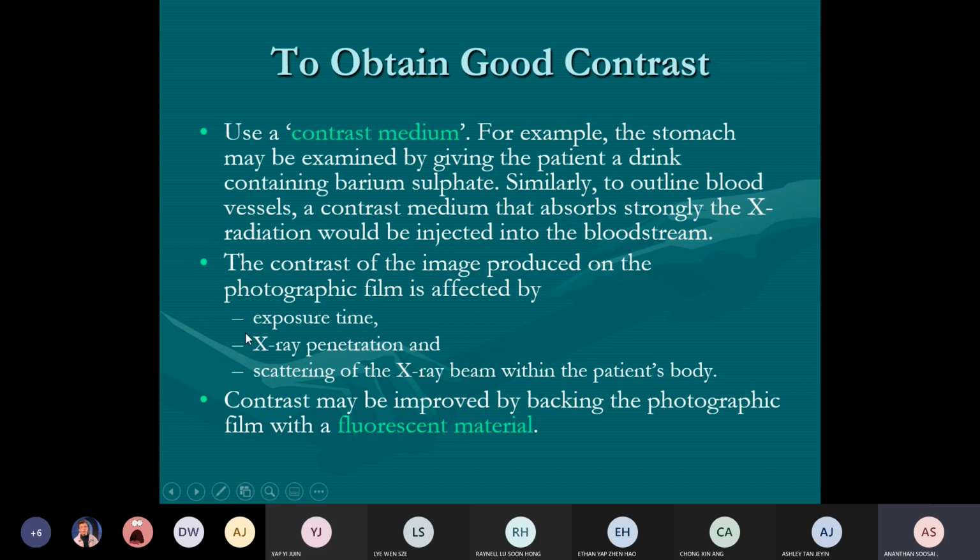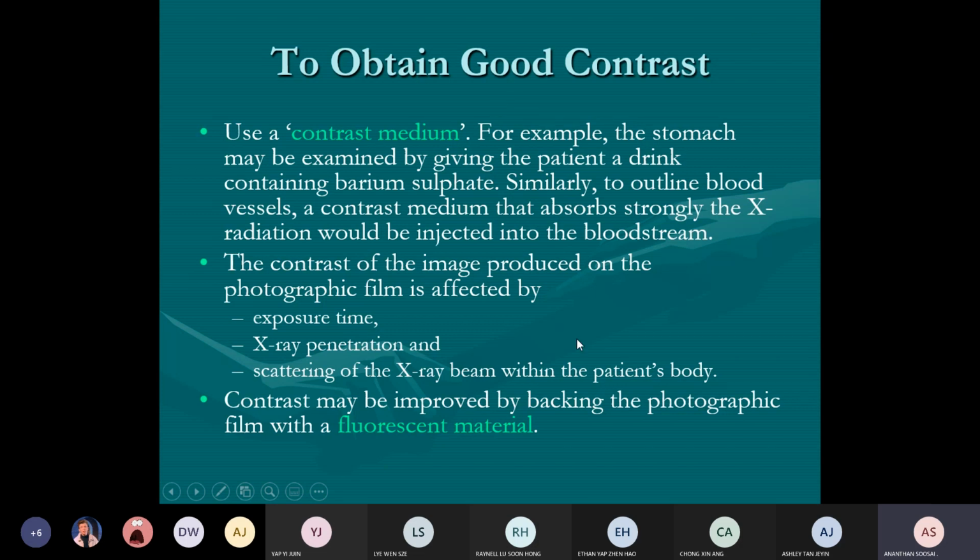And of course, the X-ray penetration also affects the contrast. As I said, bone absorbs the most, so it can give a good contrast. Then there is scattering of the X-ray beam within the patient's body. Another way to improve the contrast: you can see the doctor, when they have the photographic plate, normally put it on a light, a fluorescent light. Fluorescent material is used to improve the contrast. So I think these are the two advisable techniques: either use a contrast medium or use a fluorescent material to improve contrast.